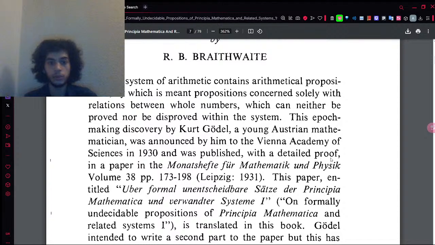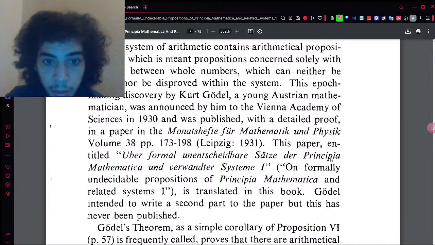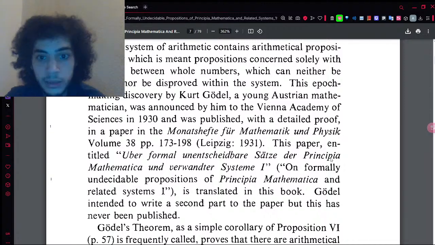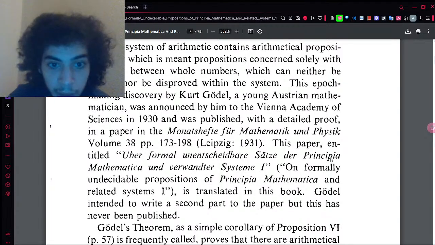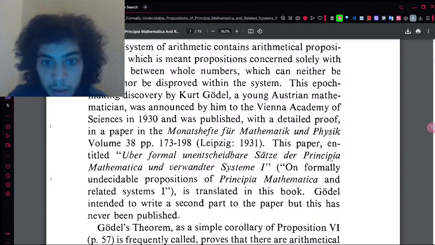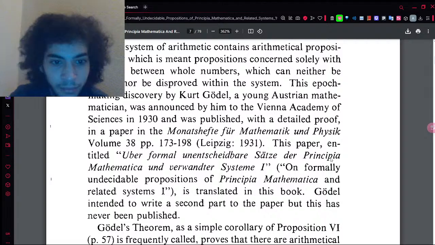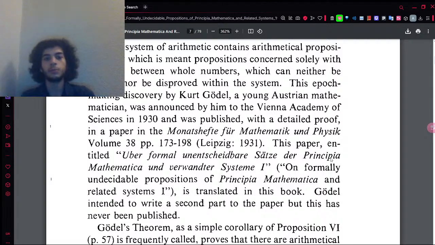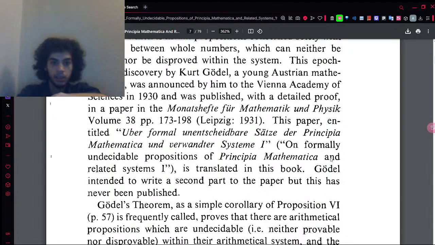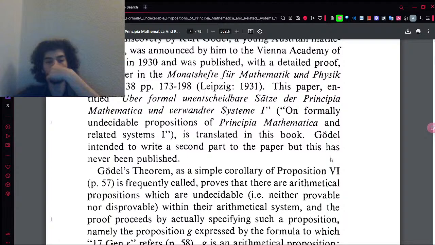This paper, entitled Über formal unentscheidbare Sätze der Principia Mathematica und verwandter Systeme I, or On Formally Undecidable Propositions of Principia Mathematica and Related Systems I, is translated in this book. Gödel intended to write the second part of the paper, but this has never been published.